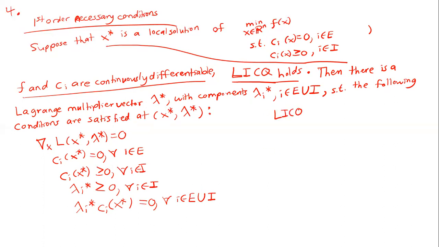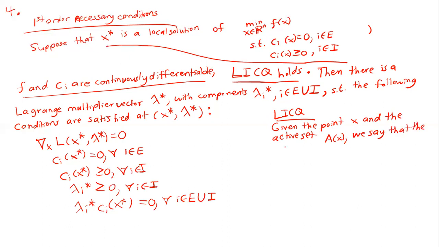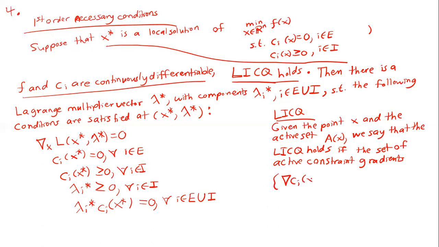And the LICQ, just to remember what that is: given the point x and the active set A of x, we say that the LICQ holds if the set of active constraint gradients, which is the gradients of the constraints that correspond to the index being in the active set, is linearly independent, which we know what that means from our linear algebra.